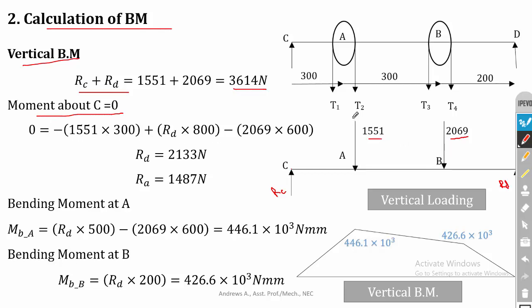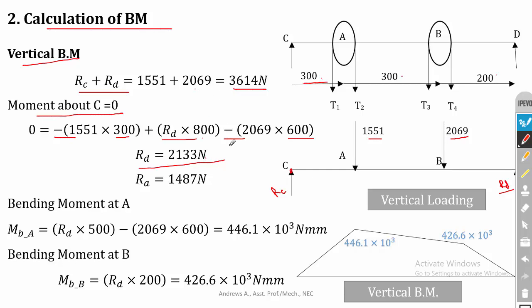So 0 is equal to, the 1551 is acting in the clockwise direction, so I have considered minus, and the perpendicular distance is 300 mm from the point C. Remember that when you calculate the bending moment, you have to take the perpendicular distance about the point. So it is 1551 into 300. Then RD is acting in the counterclockwise direction, so it is positive, plus RD, and the perpendicular distance is 300 plus 300 plus 200, that is 800. Then the 2069 is acting in the clockwise direction, so minus 2069 into the perpendicular distance, 300 plus 300, it is 600. By solving this equation, you can calculate RD is equal to 2133 Newton.